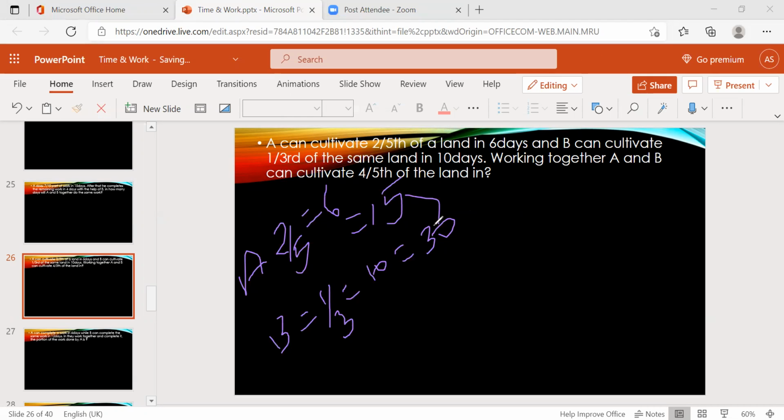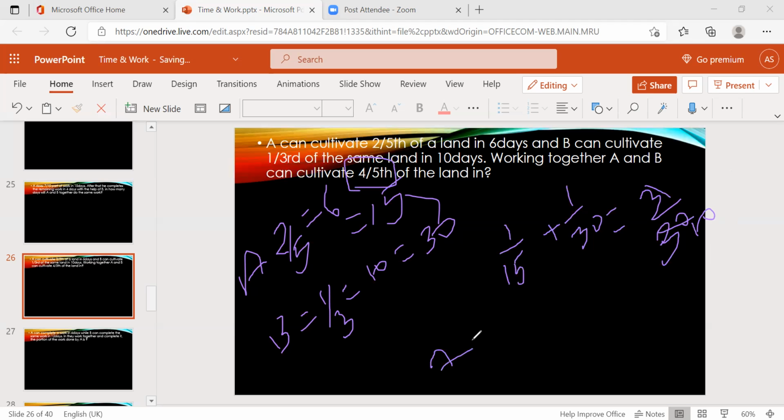Now working together, they can complete, so see here, they're asking not the total work, they're asking only for 4 by 5th of the work. So if you know the A, if you know the B, then we can find out A plus B, like 15 plus, so rule of flip we are taking here. So 1 by 30. So adding this is nothing but 2 plus 1, 3 by 30. 3 by 30 is nothing but 1 by 10. 1 by 10 means, so inverse, it is A plus B can do in 10 days.